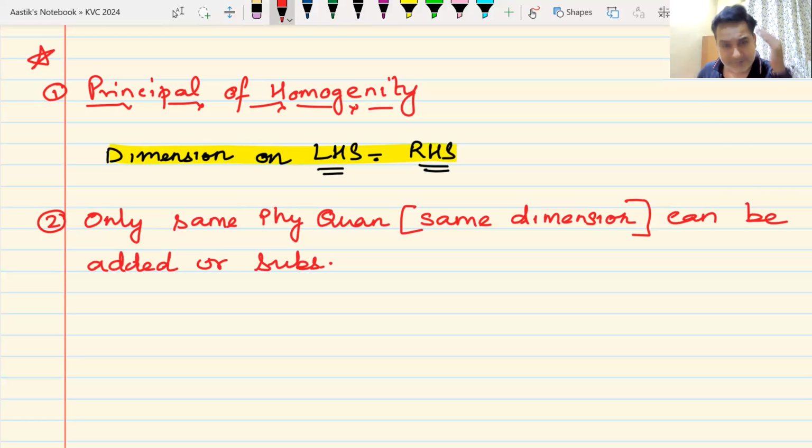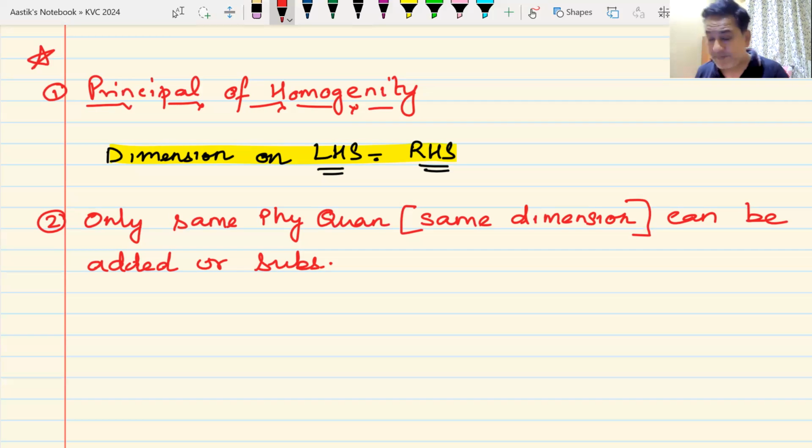I can only add meter with meter. I can add seconds with seconds. I can add mass with mass, kg with kg. Can I add mass with time? 1 kg plus 5 seconds. Can I do that thing? Yes or no? We can't do it, right? So two physical quantities which are same, they only can be added or they only can be subtracted. Yes or no? Do we understand this?